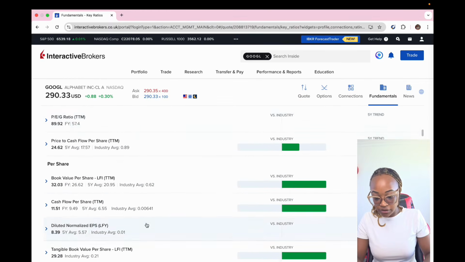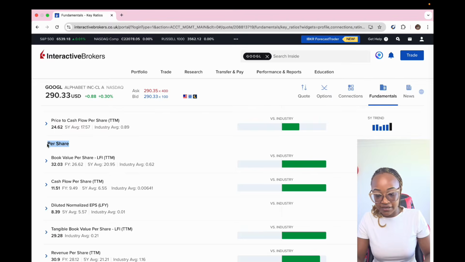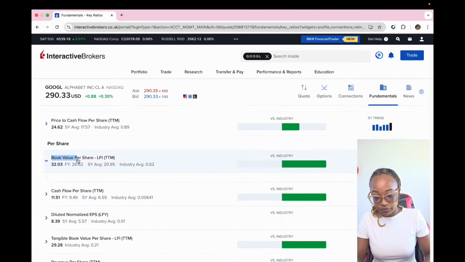Then when you scroll down, there are also other ratios, like for instance per share, the book value per share, cash flows per share.